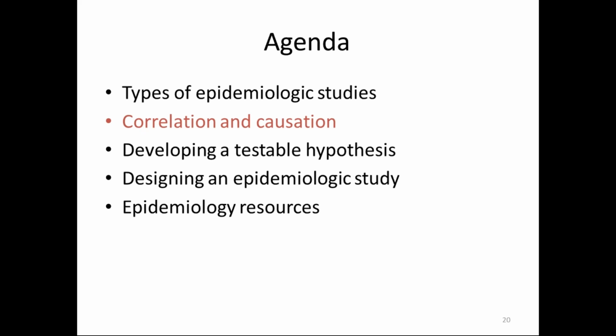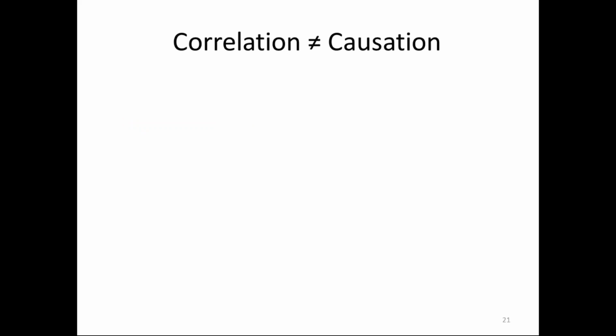So just briefly, let's talk about correlation and causation. You'll often hear that correlation does not equal causation. People say this all the time. So why not? Why can't we just say, okay, we saw this association, therefore this thing causes that thing?